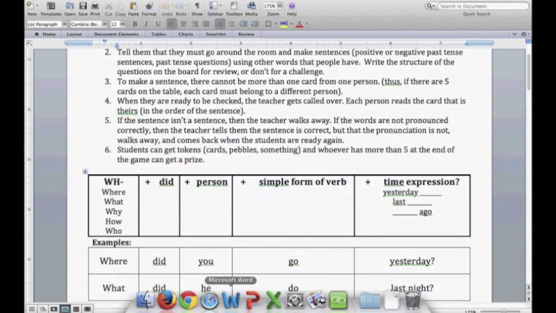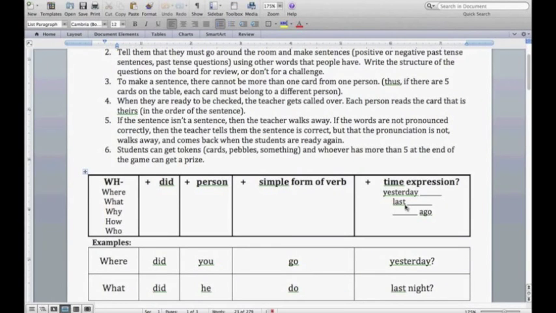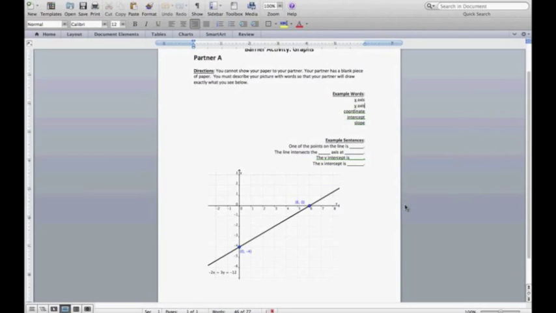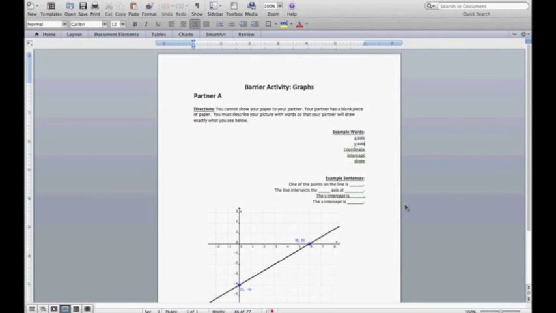There's 2 more things that I want to show you that I'll briefly go through. The third thing I was going to show you is about barrier graphs. This is when you have one student on one side, you cannot see the other student, what they're looking at, and you have a partner A describe what they see using these words and using these example sentences, and the other person is trying to draw this picture but they cannot see their partner.